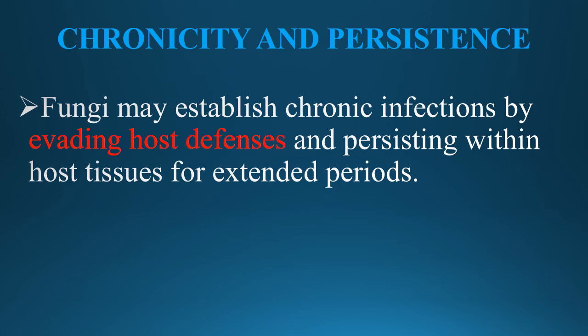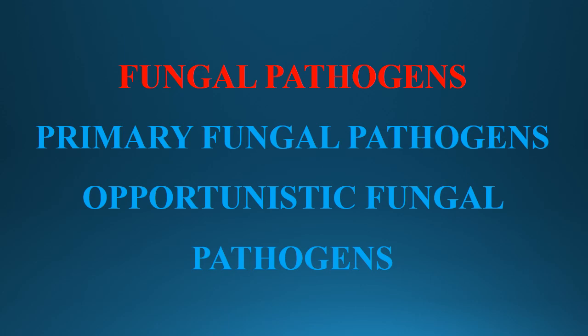The specific pathogenesis of fungal diseases can vary depending on the type of fungus, host organism, and the site of infection. Factors such as host immune status, underlying health conditions, and environmental factors also play a crucial role in determining the outcome of fungal pathogens. Treatment often involves antifungal medication, and in some cases surgical intervention may be necessary to remove infected tissues. Fungal pathogens. There are two types of fungal pathogens which affect humans. They are primary fungal pathogens and opportunistic fungal pathogens.